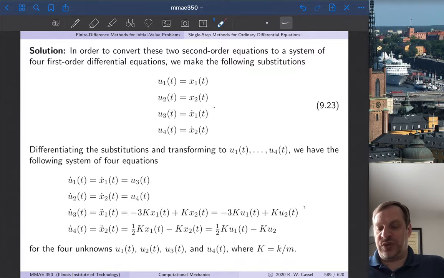So the first one is u1 is x1, so u1 dot is x1 dot, but you look, x1 dot is u3, so that's u3. u2 is x2, so u2 dot is x2 dot, but x2 dot is u4, so u4. u3 is equal to x1 dot, that's this third equation. Differentiate that, so u3 dot is x1 double dot.